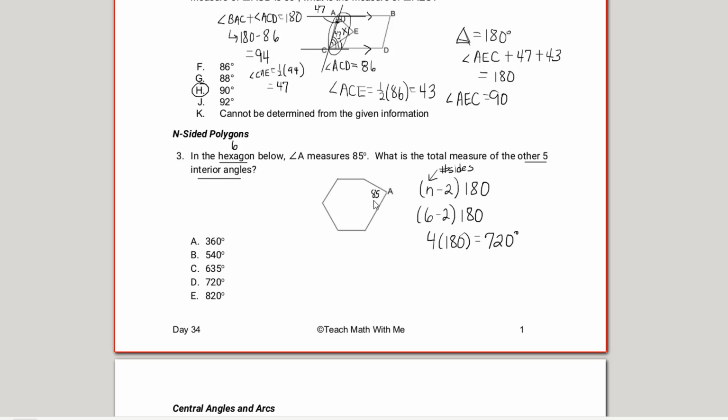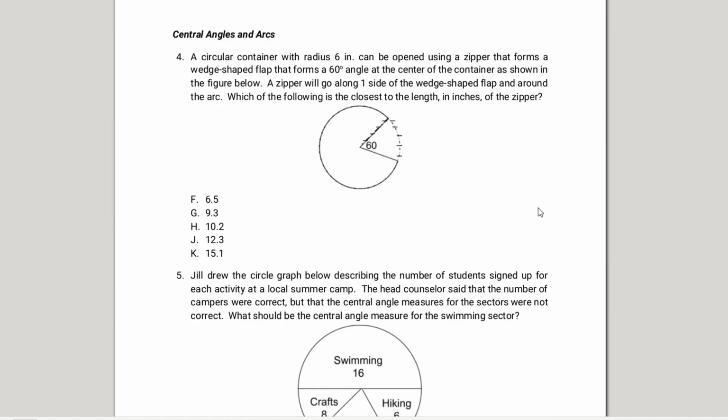We know that the measure of angle A is 85, so we're going to subtract 85 because we want to know what the other 5 angles add up to. And that turns out to be 635, which is answer choice C. So this is one of those formulas that is important to remember. Now let's take a look at question number 4.